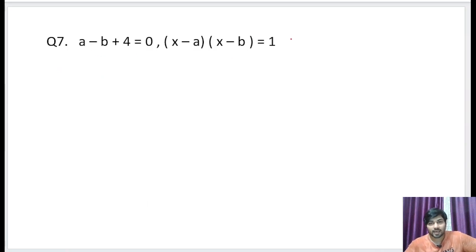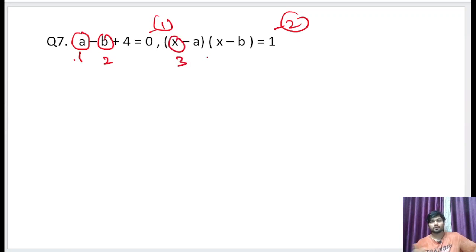See, we have been given two equations here. This is equation number one, this is equation number two. And how many variables are here? This is one variable, this is the second variable, and x is the third variable. Variable means, obviously everybody knows, the value of which can change. It's not constant. So 1, 2, 3: I have 3 variables and I have 2 equations.